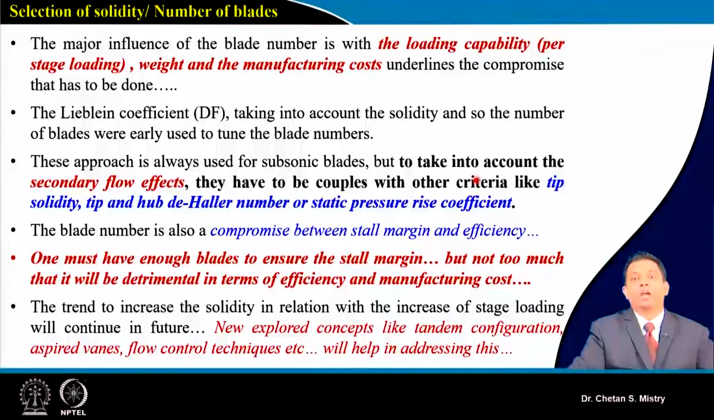As we move ahead with the discussion in the next module, we will be discussing what all are the other possibilities for the selection of number of blades. But at this moment, just realize, say, diffusion factor, that's what is giving me the understanding of what kind of loading we are expecting from a particular stage. Okay, so blade number is a compromise between your operating range as well as your efficiency.